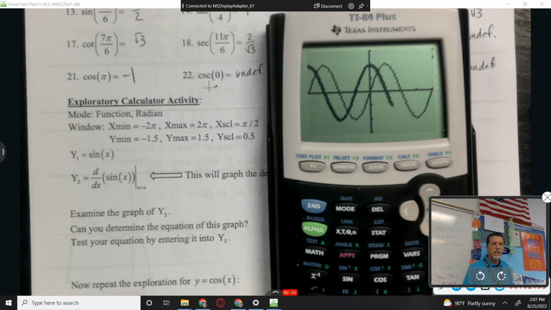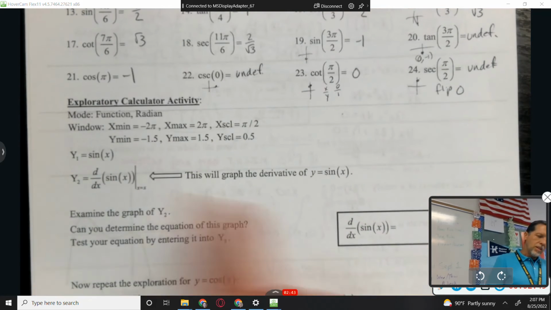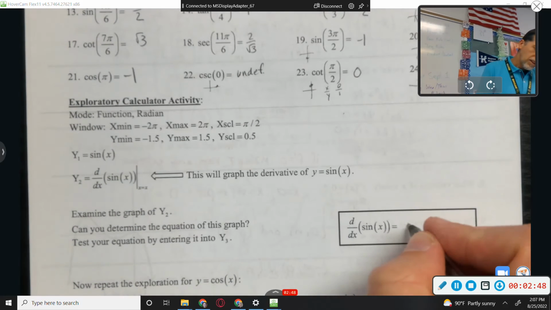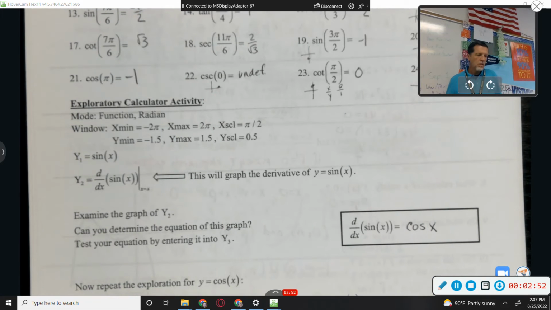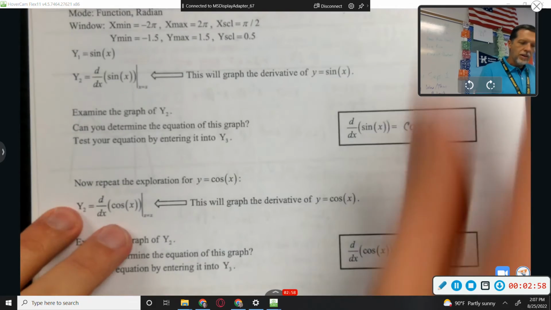Isn't that just cosine? And that is cosine. So the discovery that we just made is that, wait a minute, the derivative of sine, just looking at the graph, is cosine. It says test your equation by entering it into y3. Yeah, we got it right. We're good.